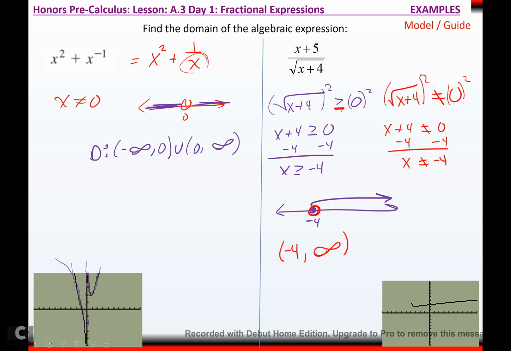And if I look at my picture, there's my negative 4. But it doesn't include it. That's an open circle. And it goes forever to, kind of looks like the Nike swoosh. Goes forever to infinity.